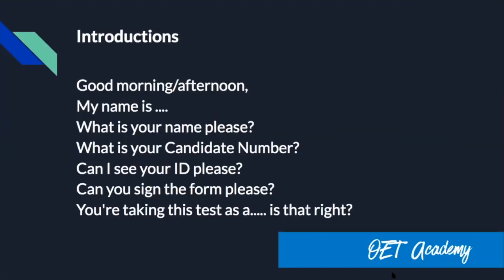So when you go inside the exam room, you'll obviously greet each other with good morning or good afternoon. The examiner will say what their name is and they'll ask you for your name. They'll then ask you for your candidate number and to see your ID. They'll ask you to sign the form and they'll also confirm which test you are taking, whether it be for nursing, for medicine, for dietetics, or for another health profession.